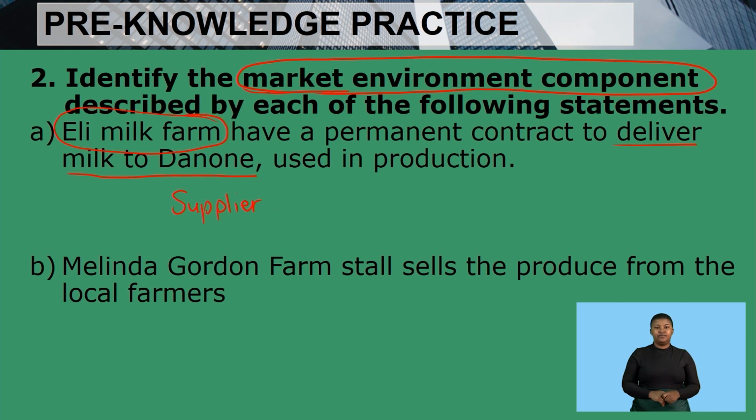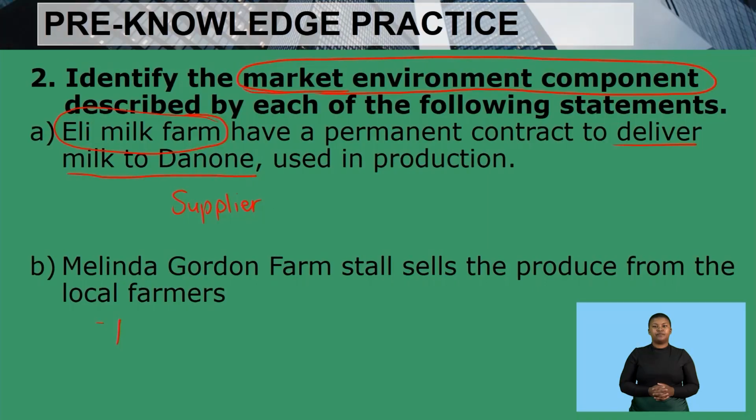If we move on to our next statement, Melinda Gordon Farmstall sells the produce from the local farmers. So the local farmers being the producers of the product, and Melinda Gordon Farmstall is helping the producers to sell the products to the consumers. So they are bridging the gap between the producers and the consumers, and that makes her an intermediary.